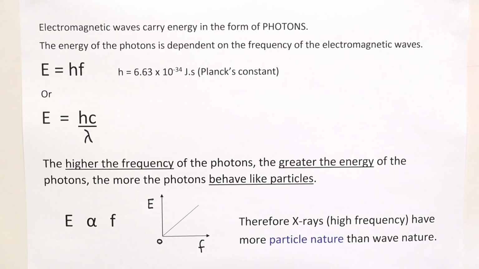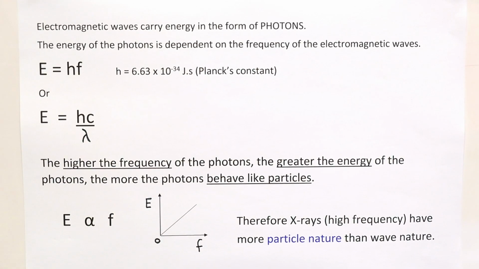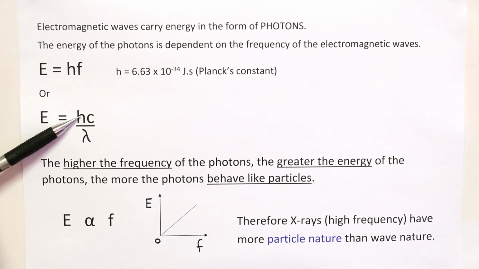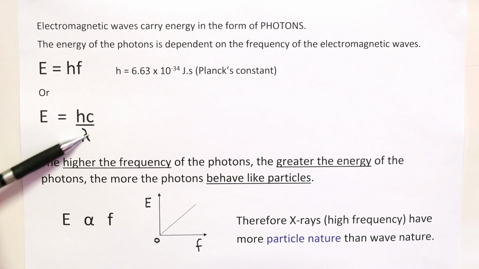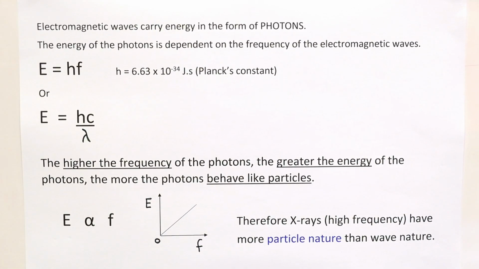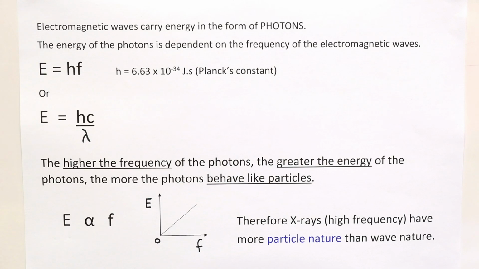h is Planck's constant, 6.63 × 10⁻³⁴ joules times second. Please remember it's not joules per second. Or you can give the equation as Planck's constant times the speed of electromagnetic waves divided by the wavelength, because frequency is equal to speed divided by wavelength. The higher the frequency of the photons, the greater the energy of the photons. The more the photons will behave like particles if they have high frequency. So obviously then gamma rays, which have the highest frequency of all electromagnetic waves, will have the highest energy, and they will behave the most like particles.